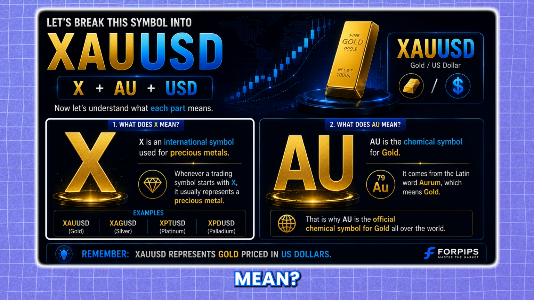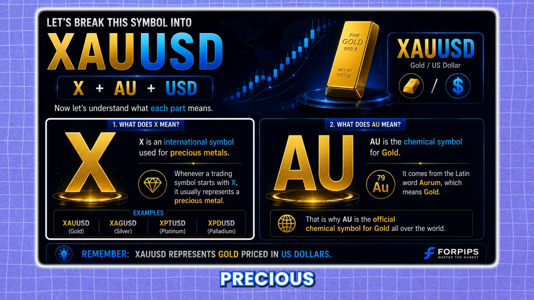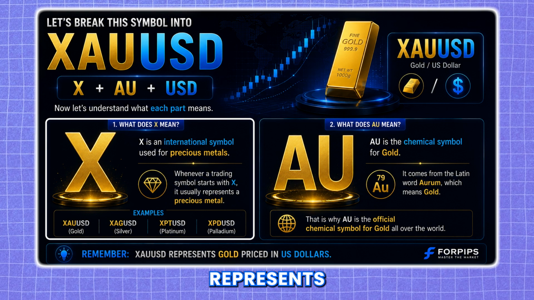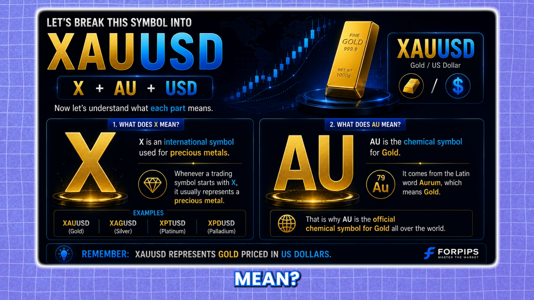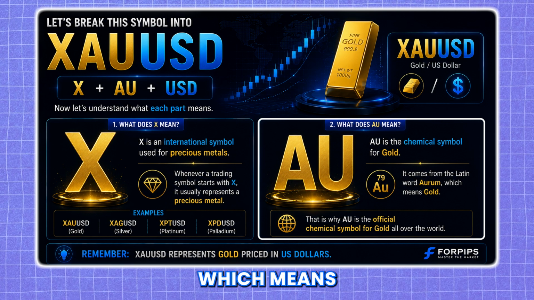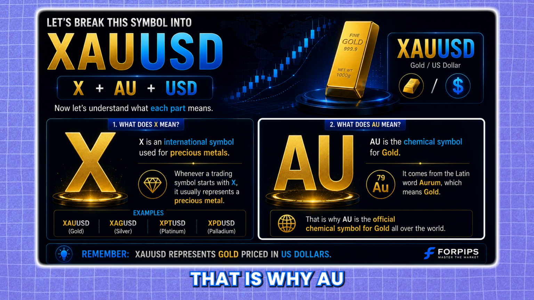What does X mean? X is an international symbol used for precious metals. Whenever a trading symbol starts with X, it usually represents a precious metal. What does AU mean? AU is the chemical symbol for gold. It comes from the Latin word aurum, which means gold. That is why AU is the official chemical symbol for gold all over the world.